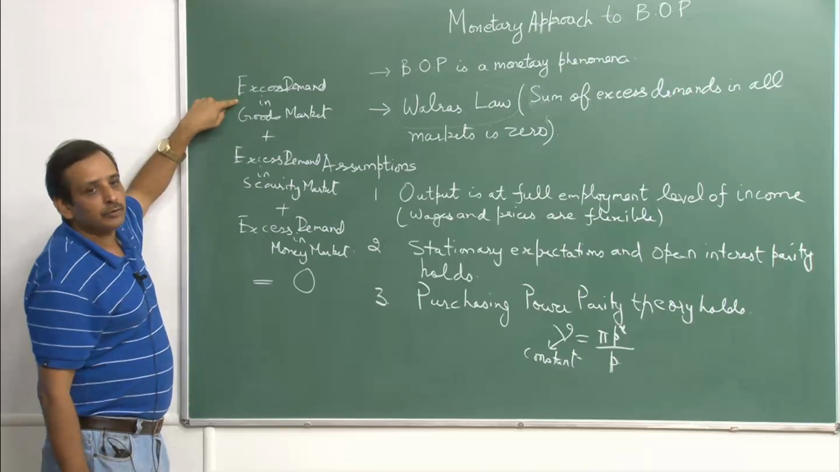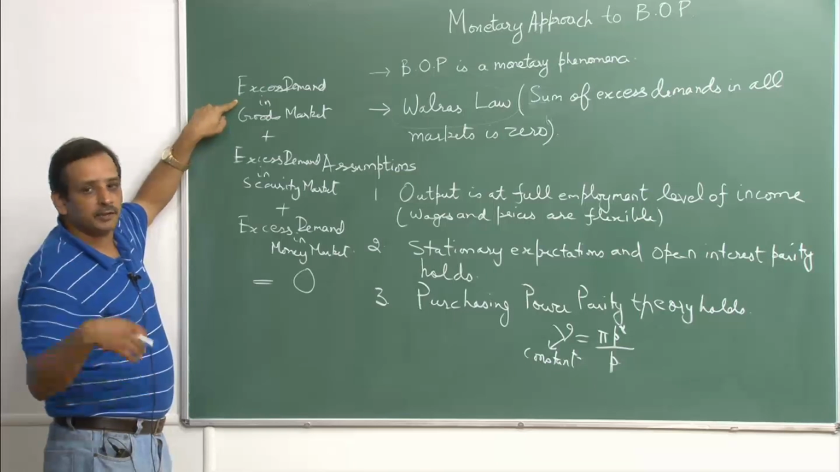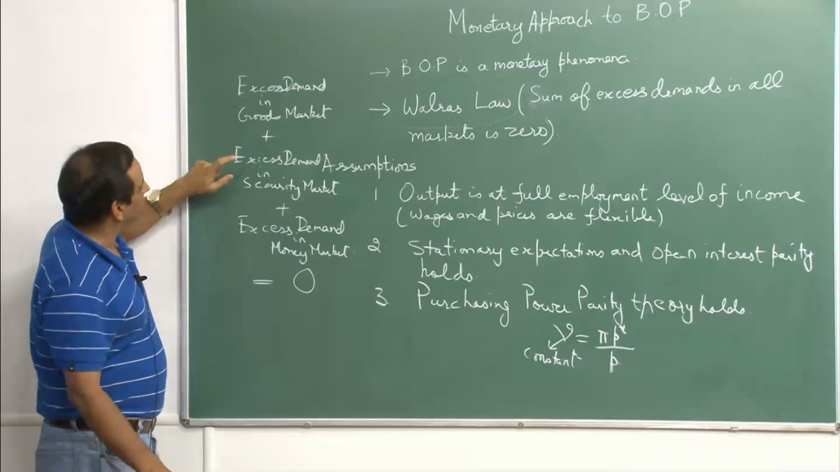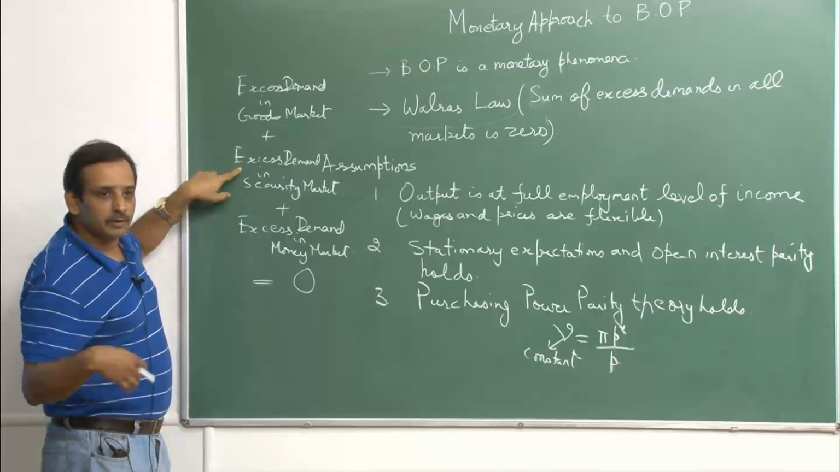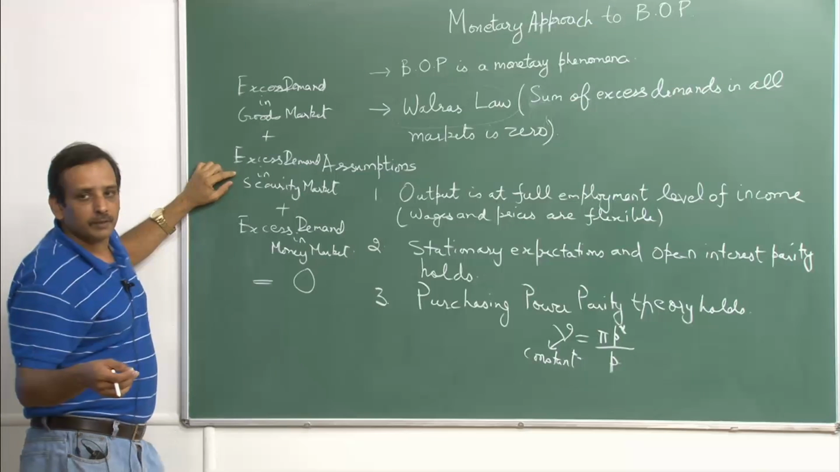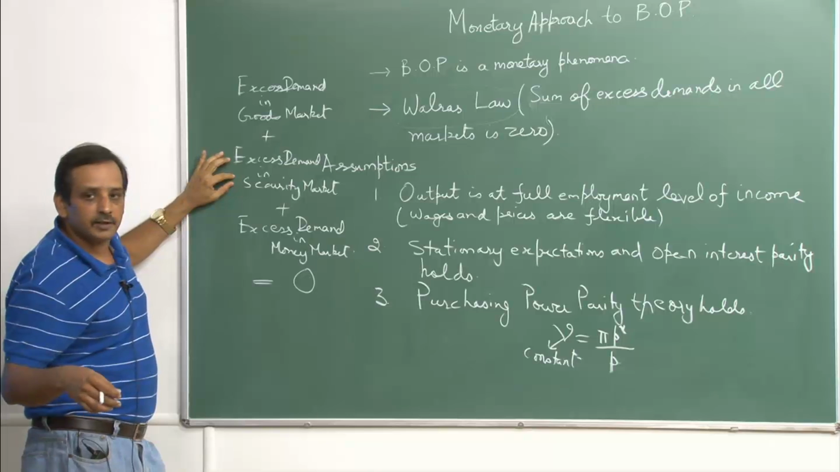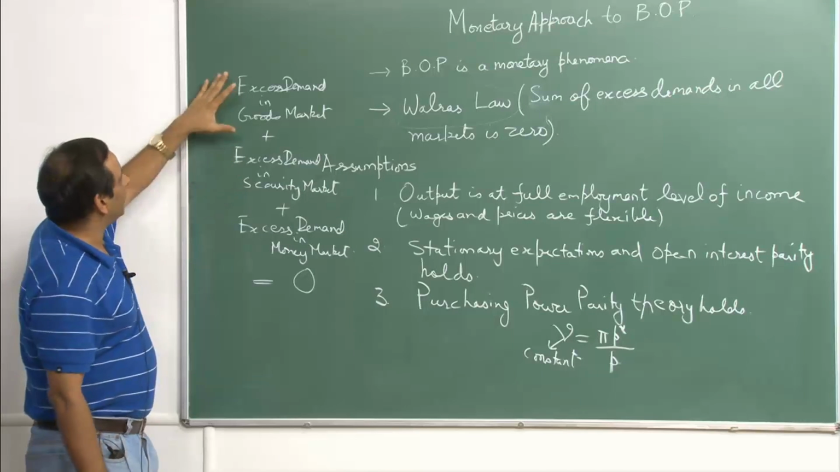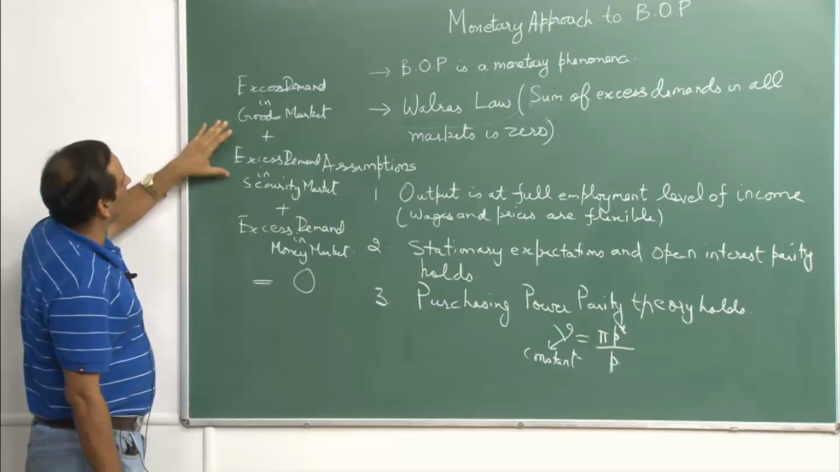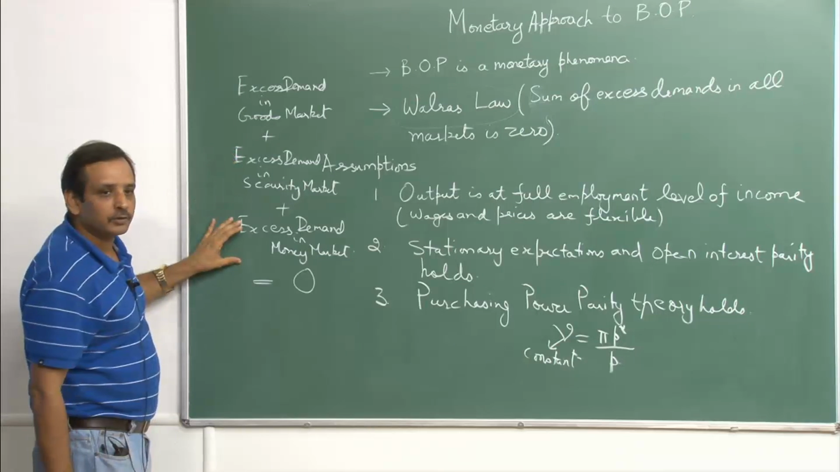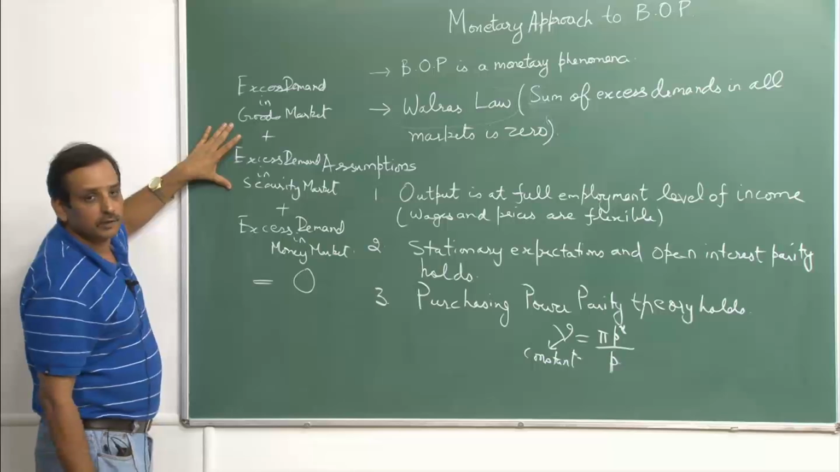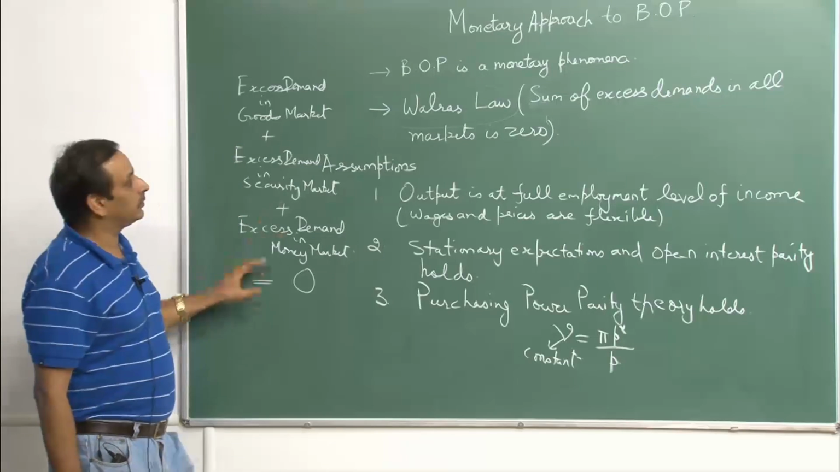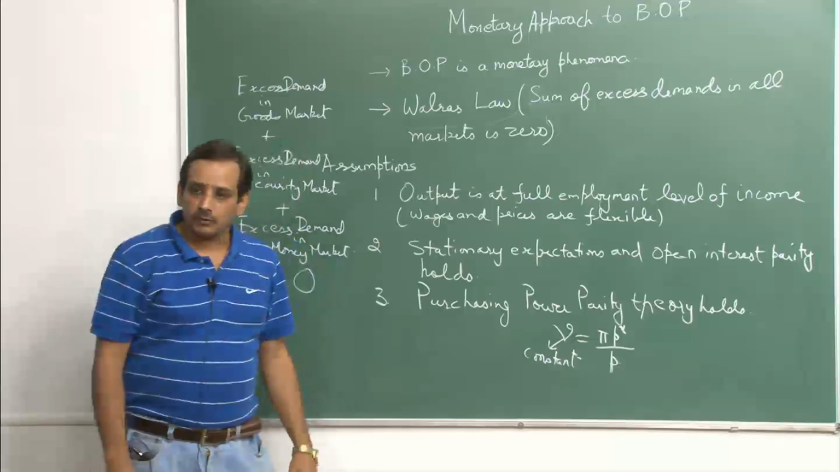Excess supply in the goods market is equivalent to saying that there is a current account surplus. Excess supply in the security market is equivalent to saying that there is a surplus in the capital account. In any case, if these are negative, this has to be positive. If these are positive, this has to be negative because of the Walras law.